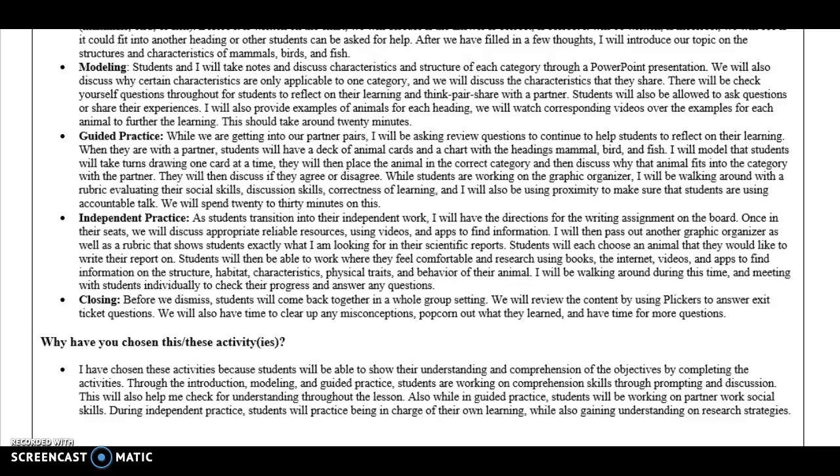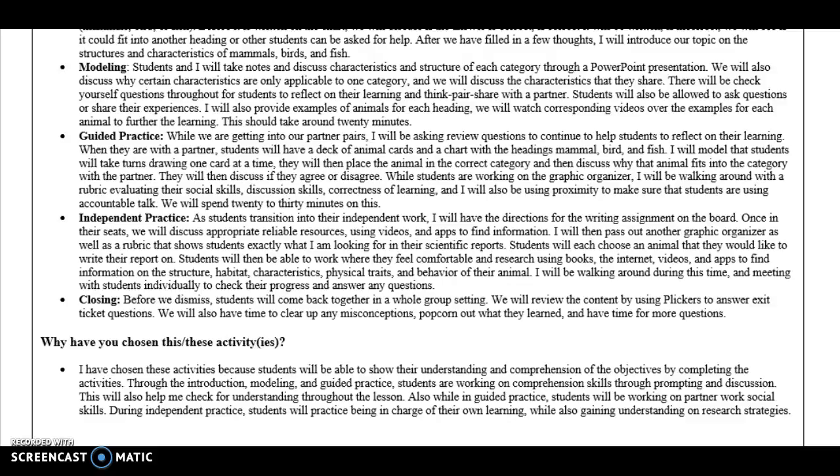Students will each choose an animal that they would like to write their report on. They will then be able to work where they feel comfortable and research using books, the internet, videos, and apps to find information on the structure, habitat, characteristics, physical traits, and behavior of their animal. I will still be walking around during this time and meeting with students individually to check their progress and answer any questions. Before we dismiss, students will come back together in a whole group setting.